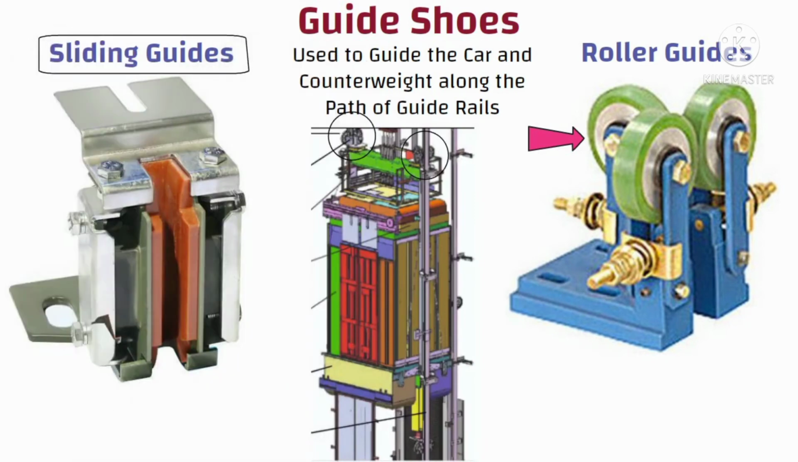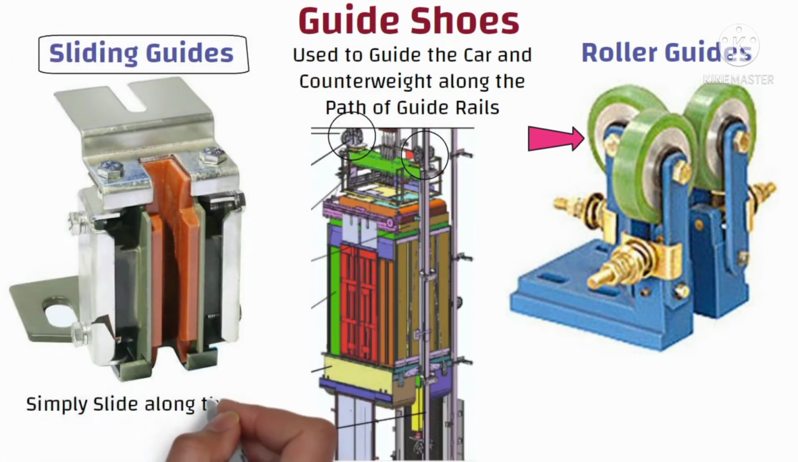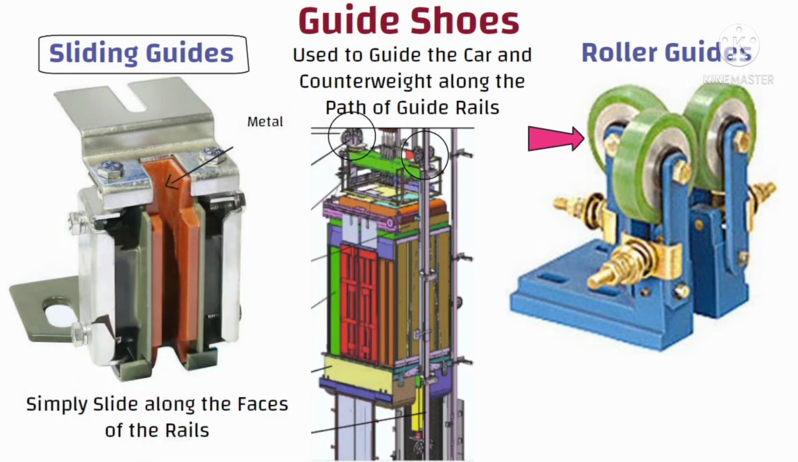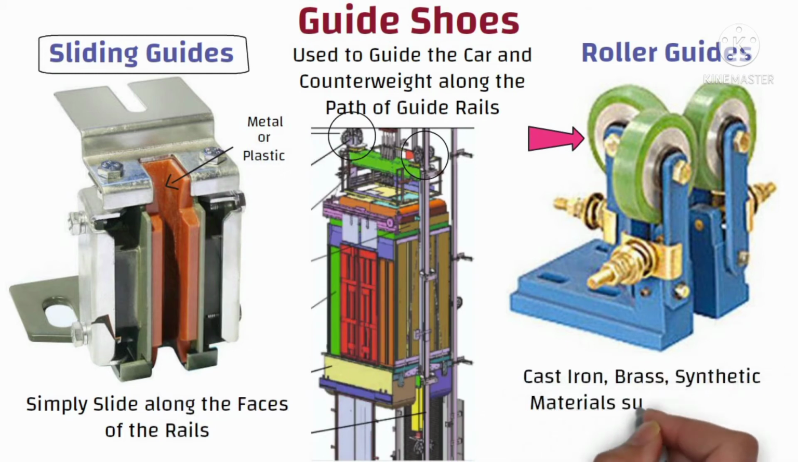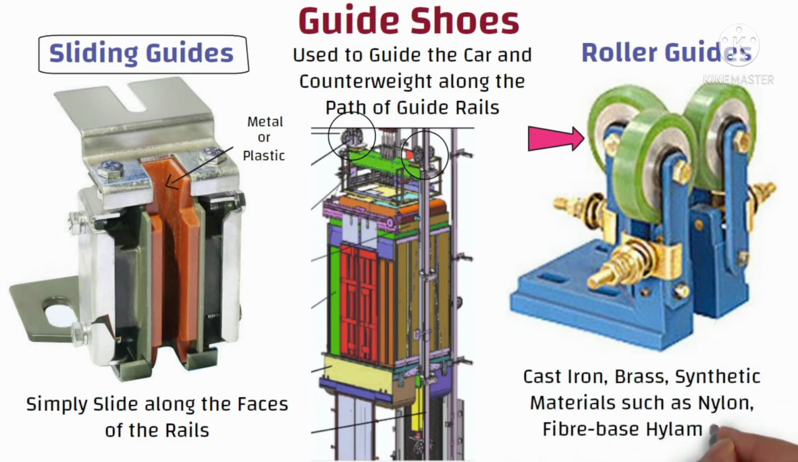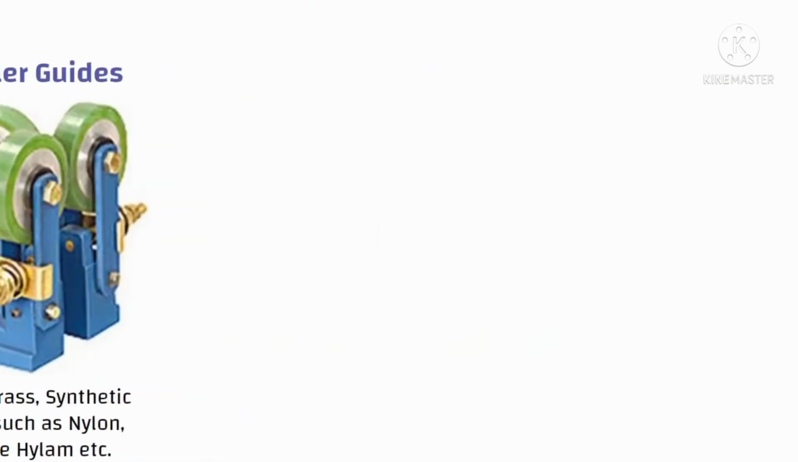Sliding guides. Guide shoes which simply slide along the faces of the rails. The sliding insert or jib may be metal, requiring guide rails to be lubricated, or may be plastic material which is self-lubricating. Guide shoes shall be made of cast iron, brass, or synthetic materials such as nylon, fiber-based Hylam, etc.